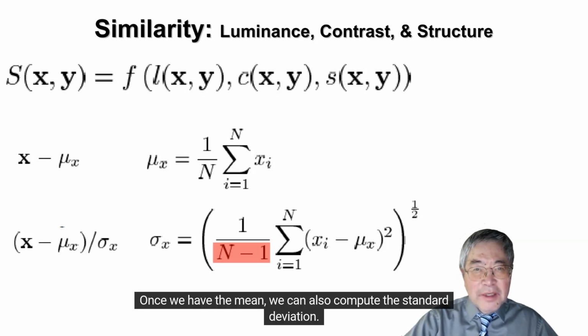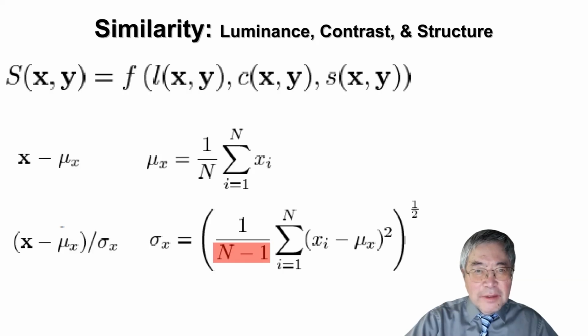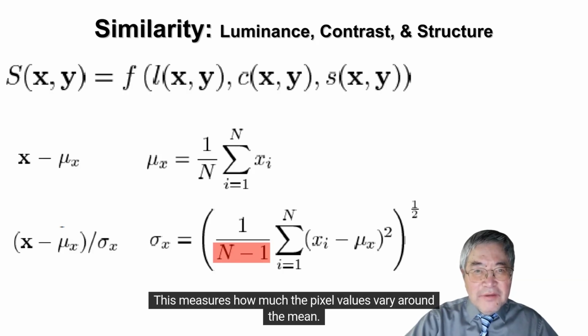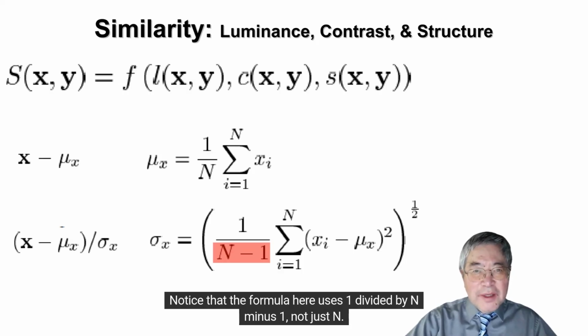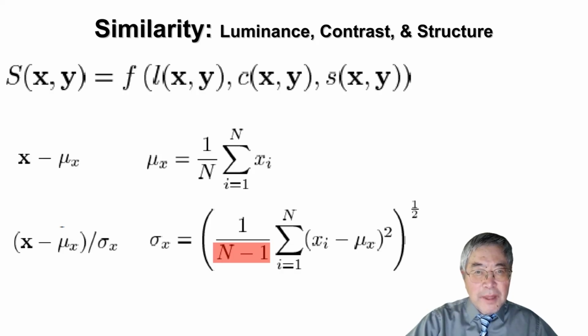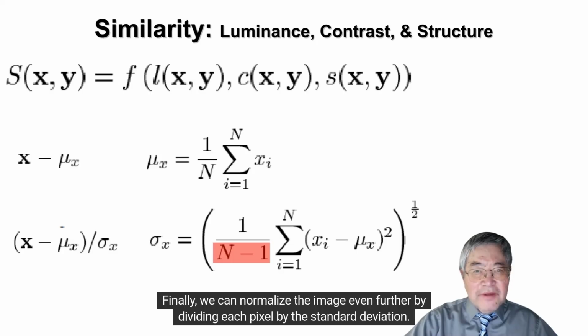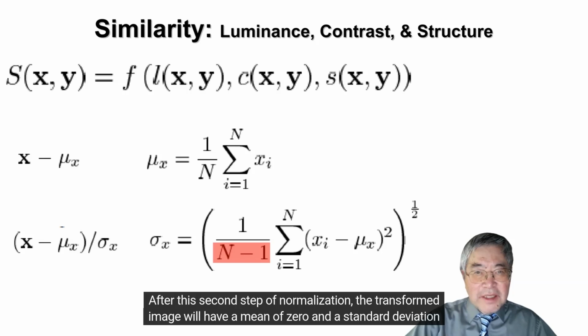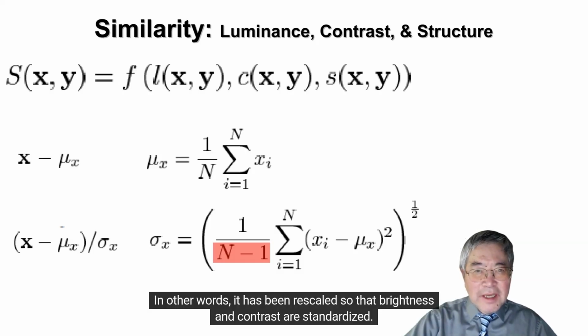Once we have the mean, we can also compute the standard deviation. This measures how much the pixel values vary around the mean. Notice that the formula here uses 1 divided by n minus 1, not just n. That detail comes from statistics. It gives us an unbiased estimate of the standard deviation. Finally, we can normalize the image even further by dividing each pixel by the standard deviation. After this second step of normalization, the transformed image will have a mean of 0 and a standard deviation of 1. In other words, it has been rescaled so that brightness and contrast are standardized.